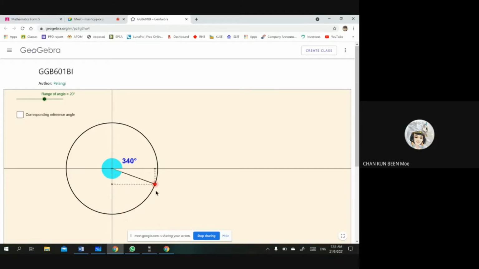Can you guess which one is a corresponding angle now? Can it be here or can it be here? Let's see. This is the one. Do you notice that? Okay, so I go back to the slide first.